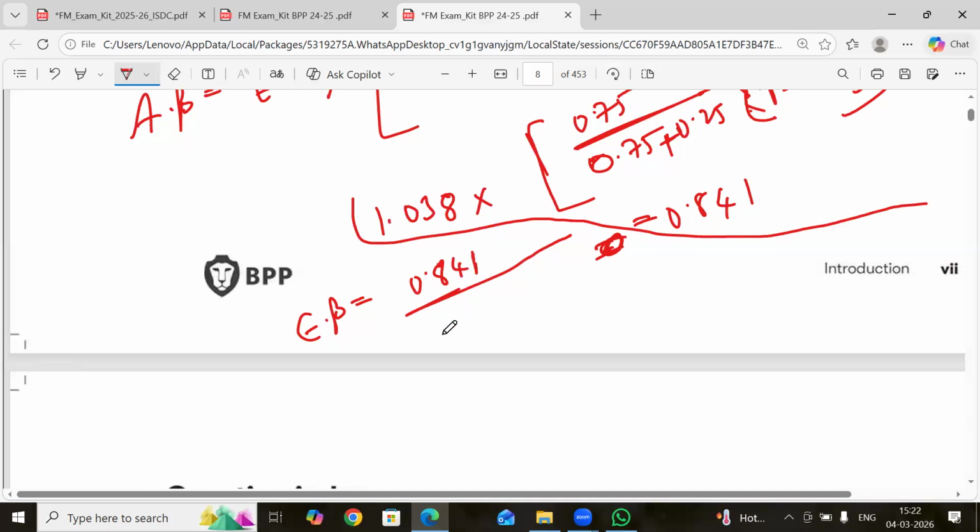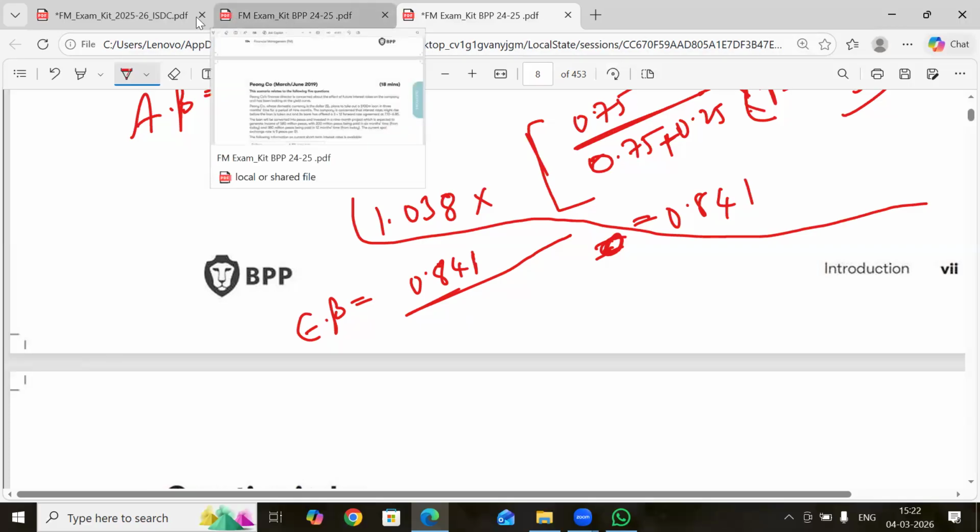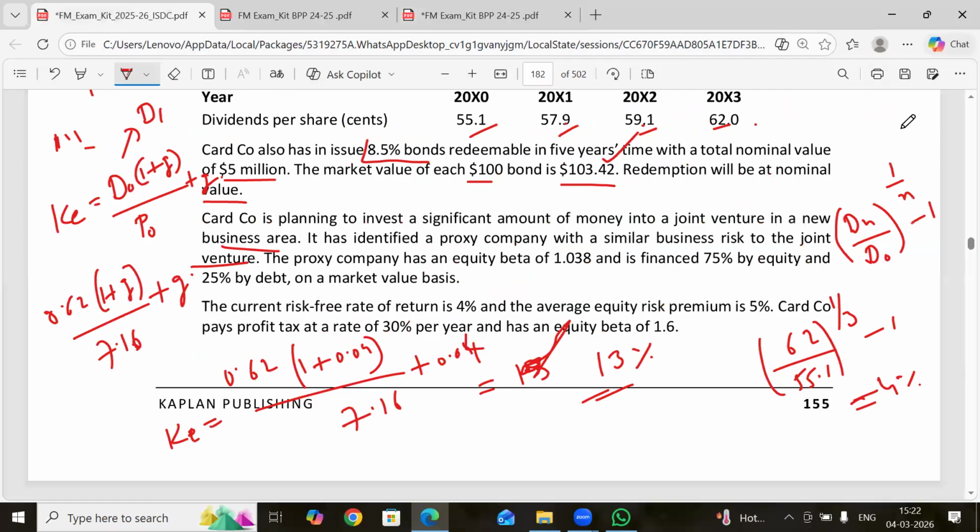Now I've taken the asset beta and I'm going to take the debt to equity ratio of our company. So we will take the data here. The current risk-free rate of return is given, and the company pays tax of 30% every year, and has an equity beta of 1.6.